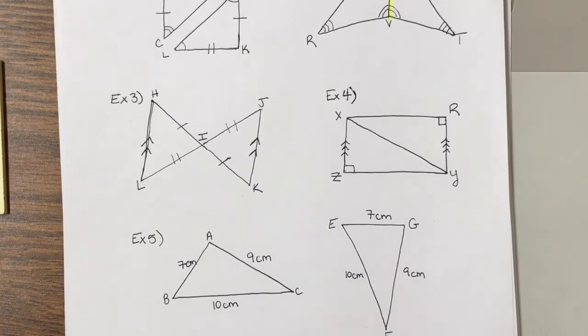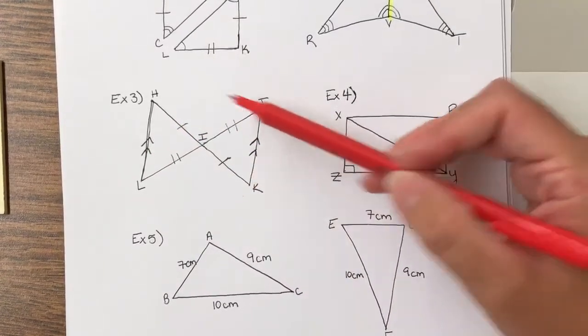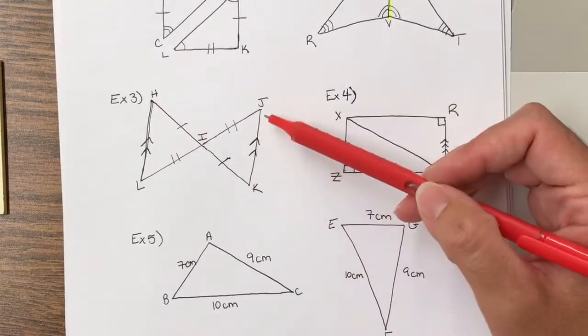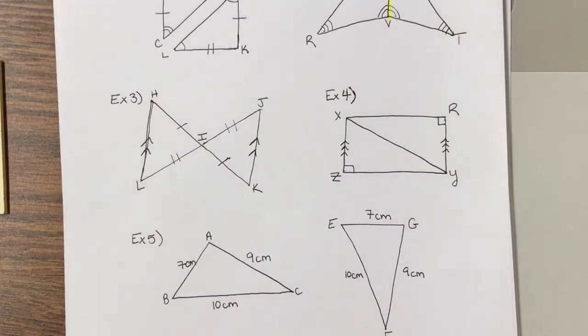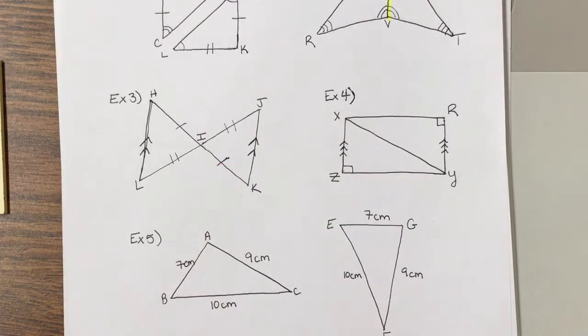So let's take a look now at example 3. One thing I want to point out is the parallel lines. Those double arrows mean that line HL is parallel to line JK. So in this picture, also notice how you've got vertical angles. And so we remember from our vocabulary words that vertical angles are always going to be congruent.